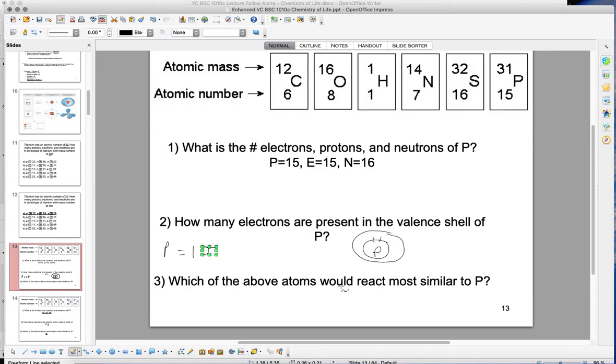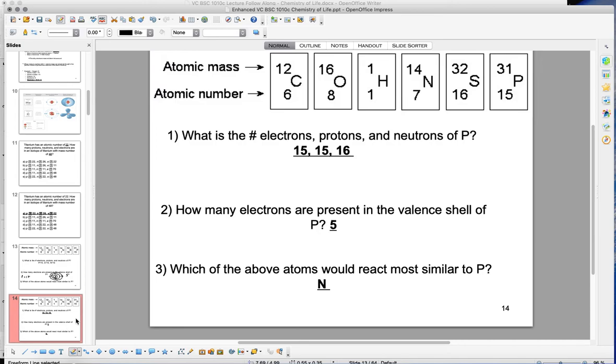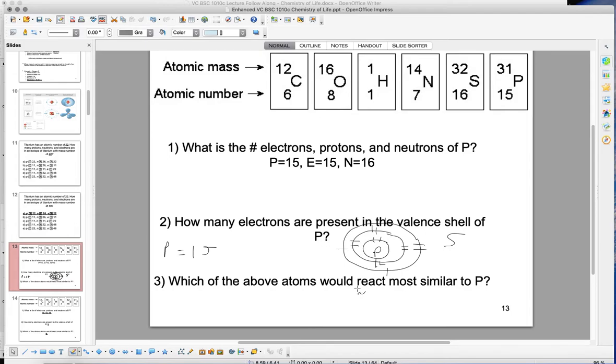15 electrons. So we've got 2 in the first shell. There can be 8 in the second shell: 1, 2, 3, 4, 5, 6, 7, 8. So how many is that total? That's 8 plus 2 is 10, 11, 12, 13, 14, 15. So it has 5 in the valence shell. So hopefully that makes sense. And I got that written over here, 5. And then which is it going to react most similar to? How it reacts most similar is going to be whatever else has a valence of 5.